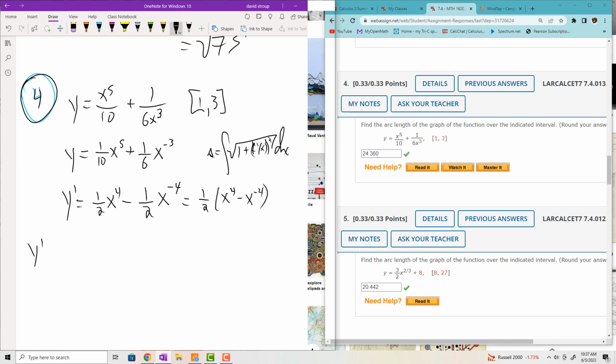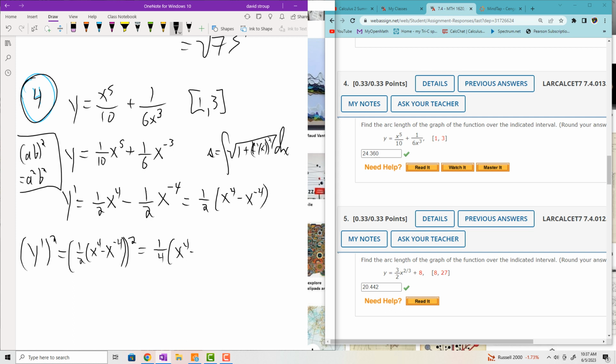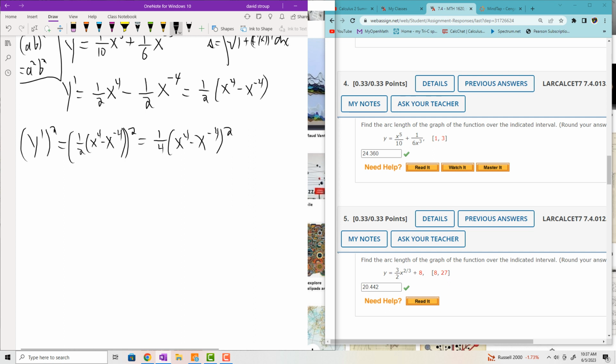Okay, so that thing squared, then you've got to do a bit of foiling, right? So anyways, first off, I can just square the 1/2. If you have a product squared, that's just equal to the individual factors squared. Right? This is one of your rules of exponents. So this will be 1/2 squared is 1/4 times x to the 4th minus x to the negative 4th, squared. Right? And then I'm going to have to FOIL, right? So this will be 1/4 times x to the 4th minus x to the negative 4th times x to the 4th minus x to the negative 4th.